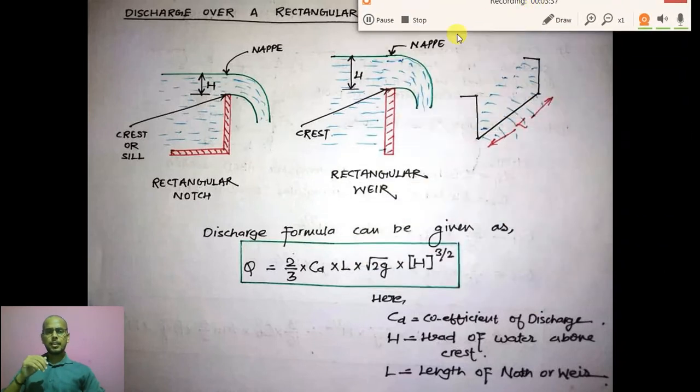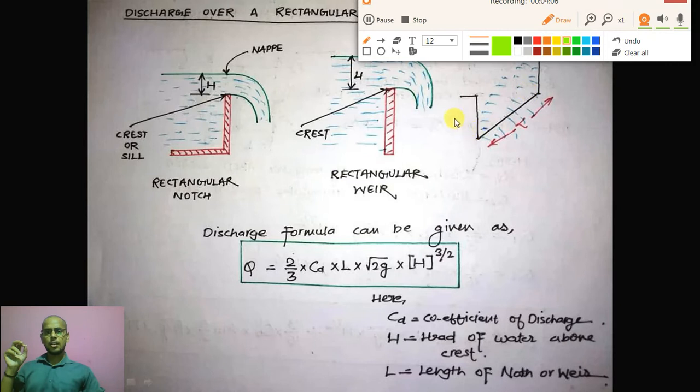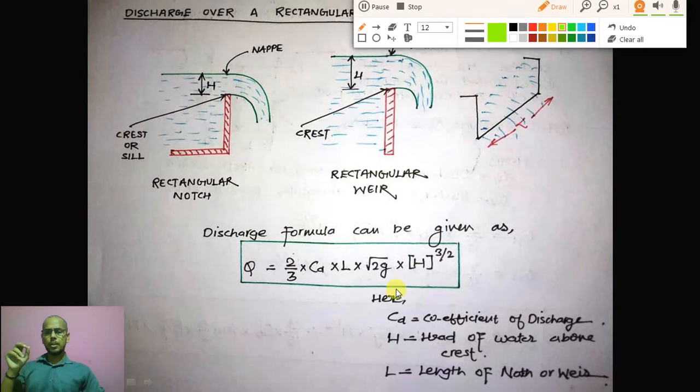You can see in the diagram the head, as we have already studied about crest and nappe. Here the crest is the lowest portion of that particular obstruction, and the nappe is the uppermost layer flowing through that cross section. The difference between the crest and nappe, you can see, is H, here it is also H. CD is the coefficient of discharge, L is the total length of that particular cross section which you use as a flow channel. So this is L, right? This is all about the particular entities given here.